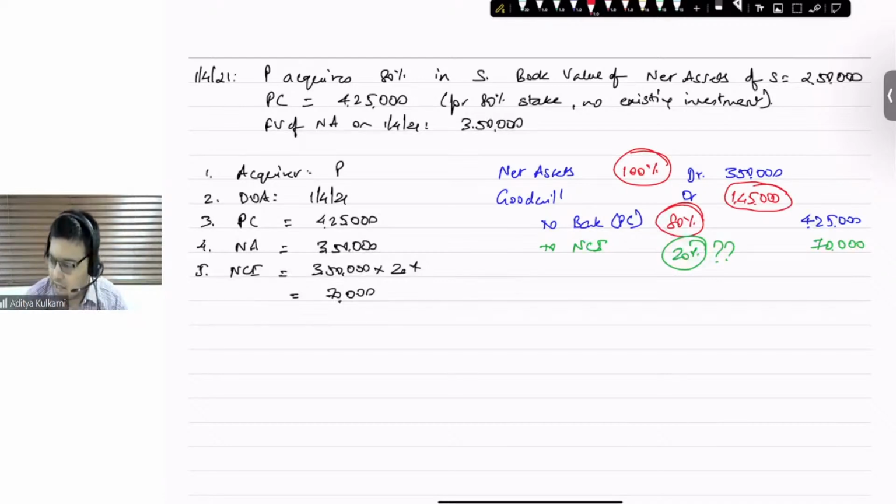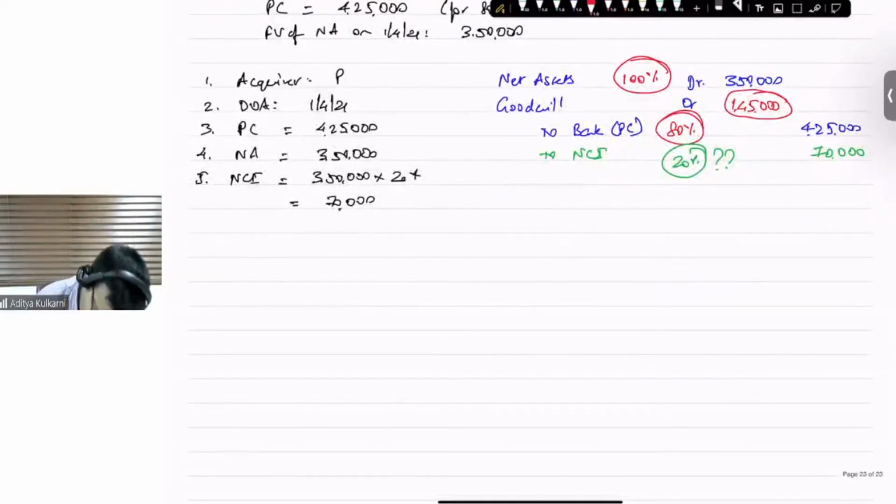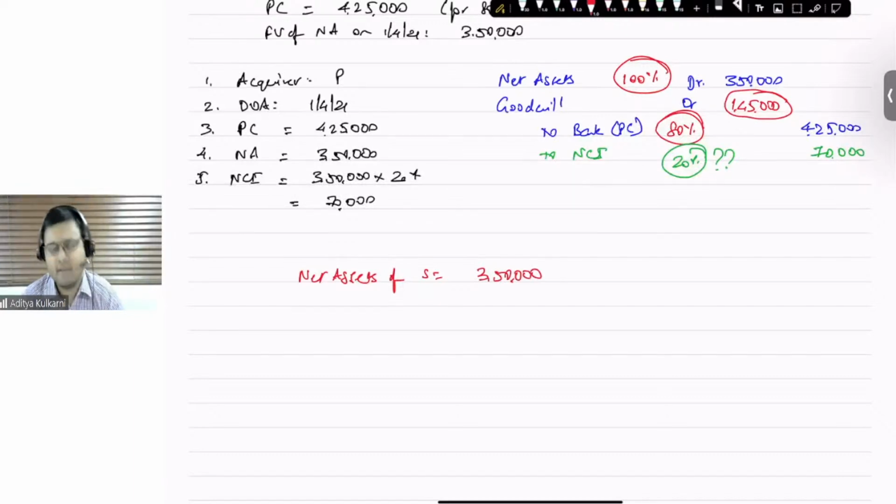Okay. Now, let us look further. We'll split this. See, net assets of subsidiary is 3,50,000, at fair value. See, technically, I will control 100%. I will be controlling 100%.